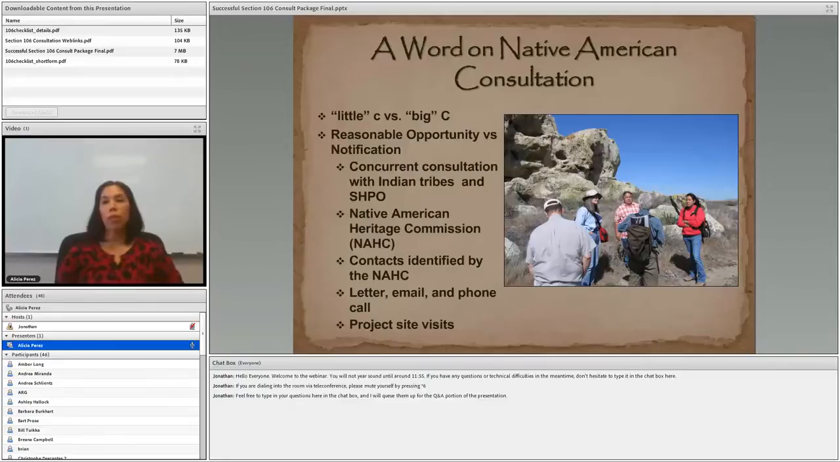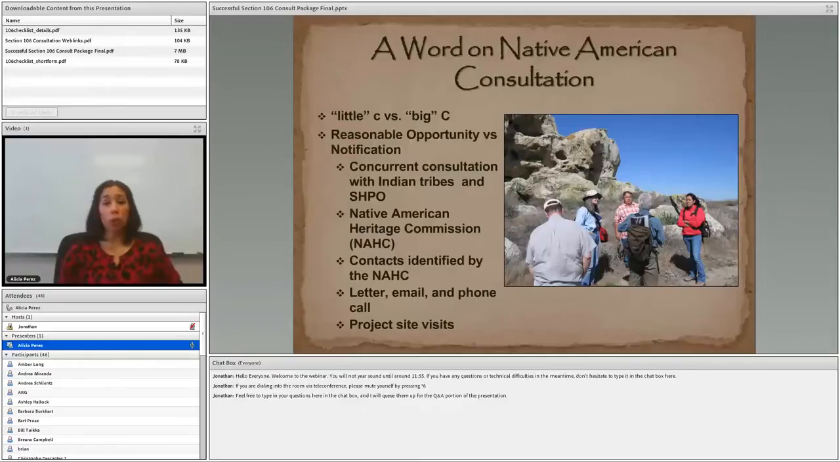There's a big difference between sending a letter and inviting them to help you identify historic properties or evaluate resources within your APE, versus sending a letter after the fact, just notifying them of your results and how you are going to move forward. In some cases, we've received letters to our office or to the SHPO concurrently, at the same time the agency sends letters to the tribe.